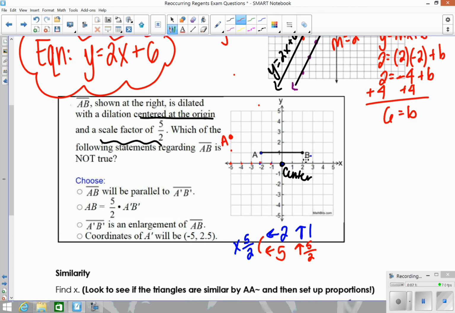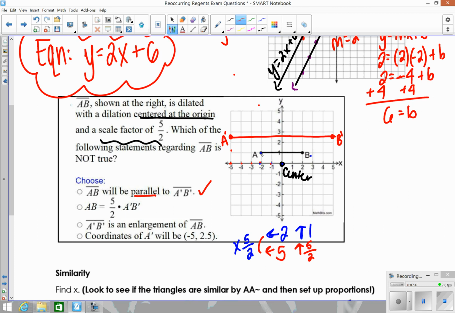And then if you do B, so from the center it's over 2, up 1, so it's the same distances, so it's going to be over 5, and then up 2.5 again. So these are the primes. So if I connect those, there's my new picture. So now if we look at the questions here, AB will be parallel to A prime, B prime. Yes, that's always going to be true because dilations preserve parallelism, meaning they'll always stay the same, the slopes of the lines.